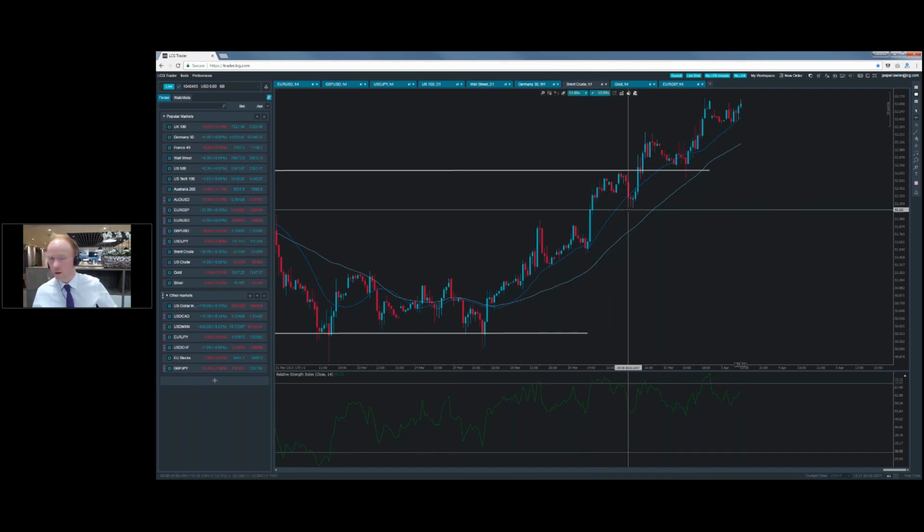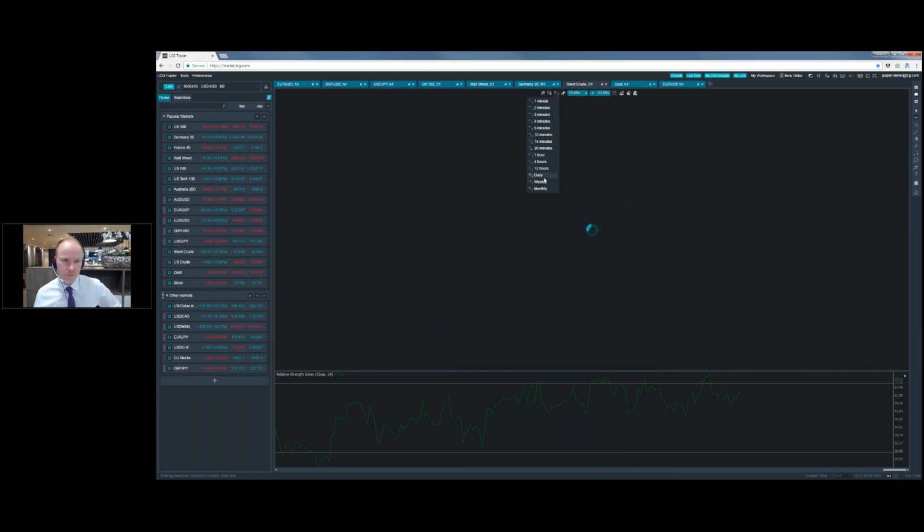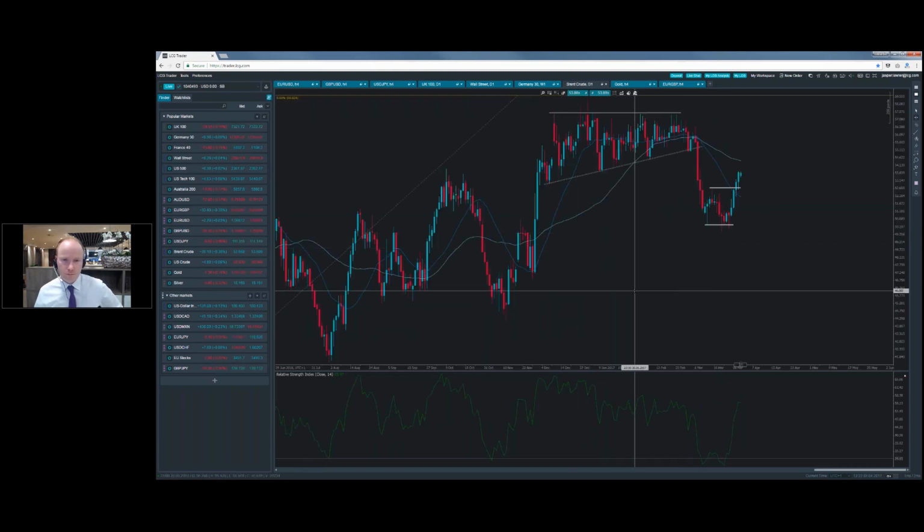Okay, and switching gears to Brent crude. Again, we had a snapshot last week talking about a potential double bottom in Brent crude. We've had the breakout there through the neckline.